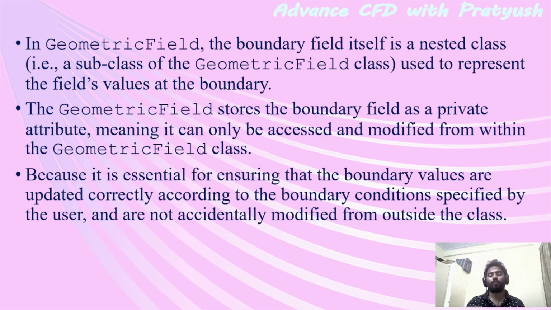Okay, so from out of this geometric field class you don't want to access the value, or you don't want to update the value of the boundary fields. That is why it has been declared as a private attribute. Okay, now let's see the source code for the same thing, what has been written in the source code.